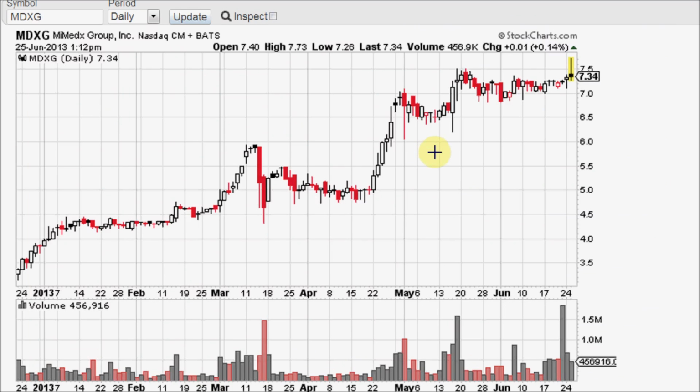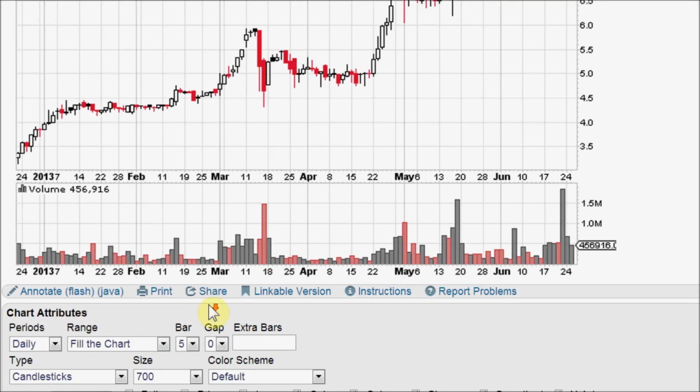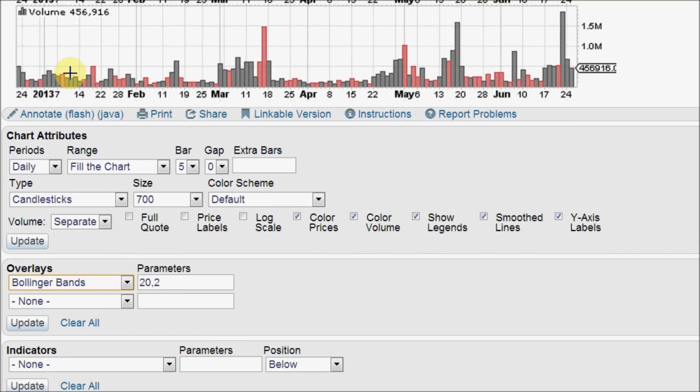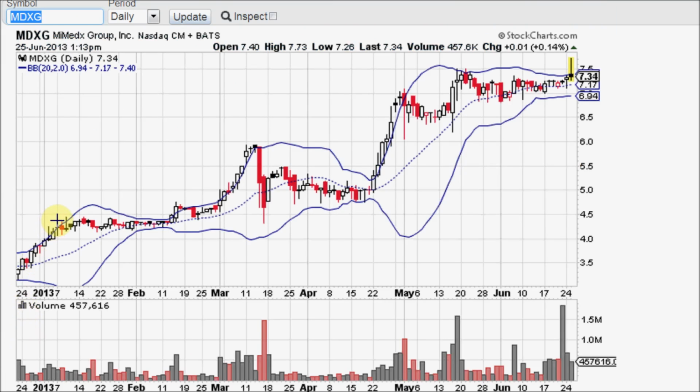First, let's go ahead and load up the Bollinger Bands on this daily chart for MDXG. What you'll do is go down here to the Overlays section and click on Bollinger Bands. The standard setting is 20,2, and that should be maintained for this particular indicator. Go ahead and click Update, and you will see that Bollinger Bands are comprised of an upper line, a middle line, and a lower line.